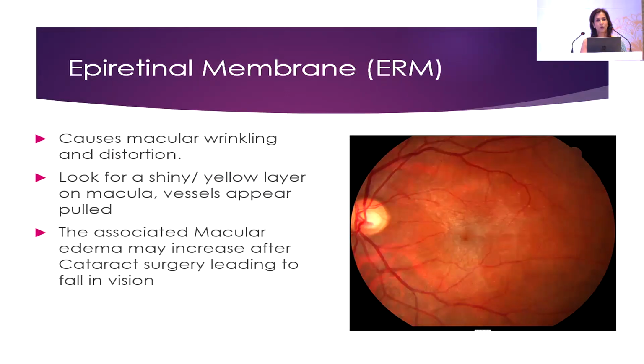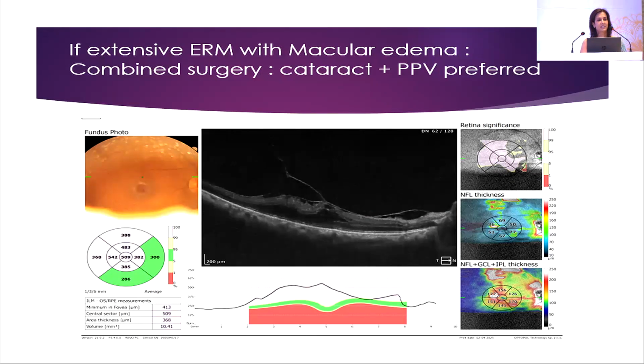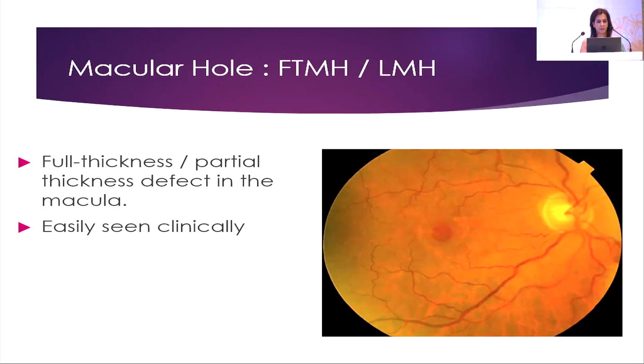ERM is a very common disease, may not require treatment at all the time, but this is also age-related. Look for a grayish, yellowish membrane over the macula. The discoloration is the key point. And the second thing is you might find the vessels being pulled or straightened. So these two signs will give you the indication. And if there's an extensive ERM, you have to go for a combined surgery, involve a retina colleague, and only then, because the cataract may not help.